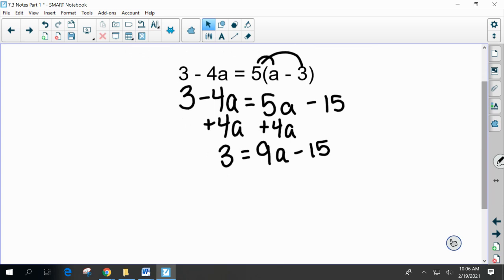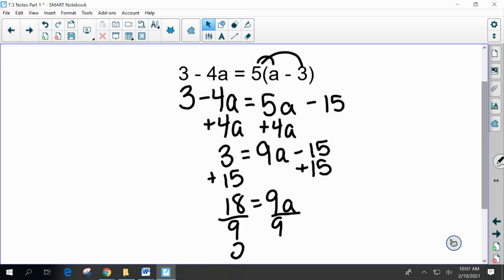So then what would I do next? Add 15. So 18 equals 9a. Divide both sides by 9. So 2 equals a.